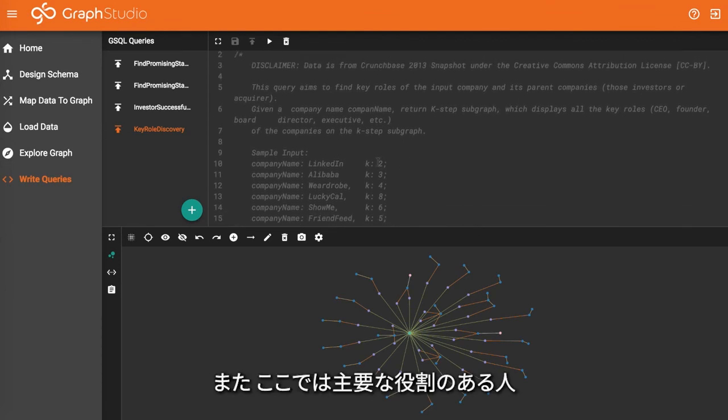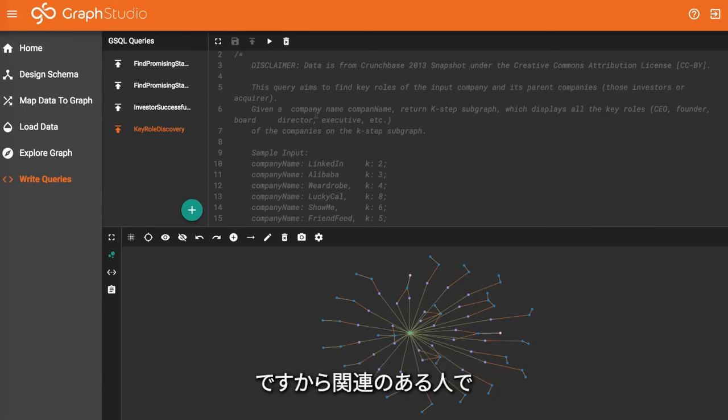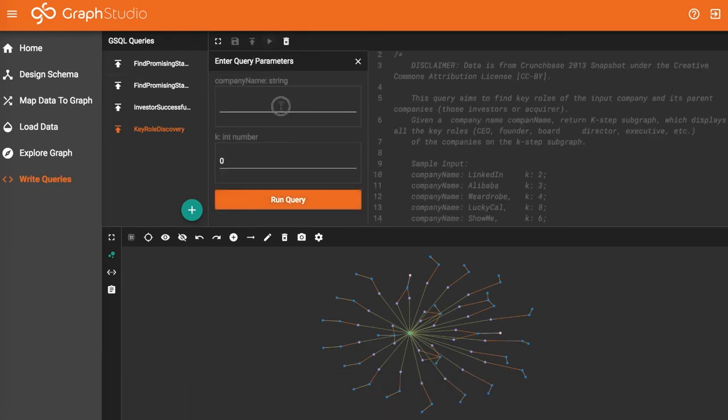So again, we are searching for persons who had key roles, such as being a board member, being a founder, or a C-level officer. So we're looking for persons who are associated either with the named company in the query or with a parent of that company or a parent of a parent up to a depth of K. So let's try an example. We will use Alibaba as the company and to a depth of 3.